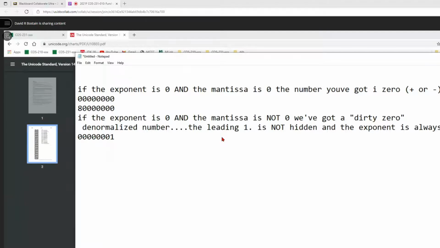Now, if the exponent is all ones, meaning it's equal to 255, and the mantissa is all zeros, then we have infinity.